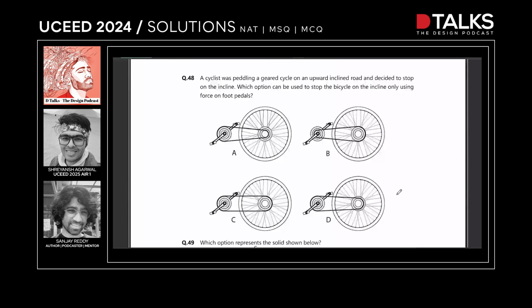A cyclist was pedaling a geared cycle on an upward inclined road and decided to stop on the incline. Which options can be used to stop the bicycle on the incline only using the force on the foot pedals? Right.